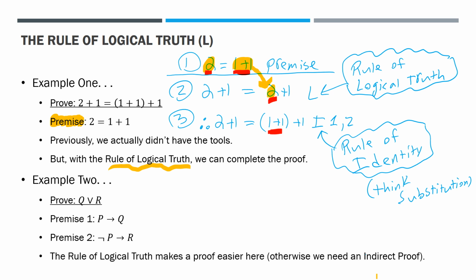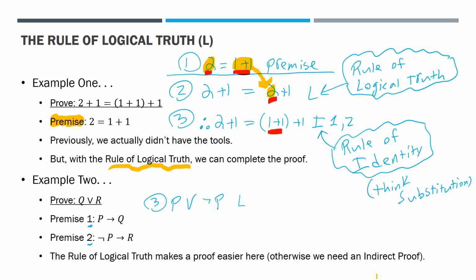Much shorter. So this is line 1, a premise. Here's line 2, a premise. For line 3, think about it. We can use the rule of logical truth, because P or not P is a tautology. So that's a logical truth.